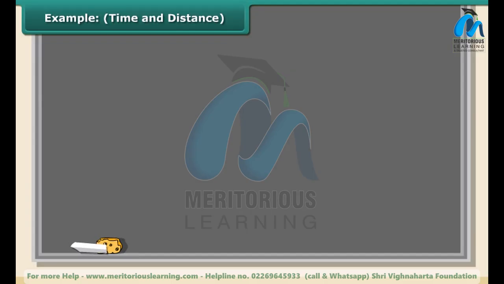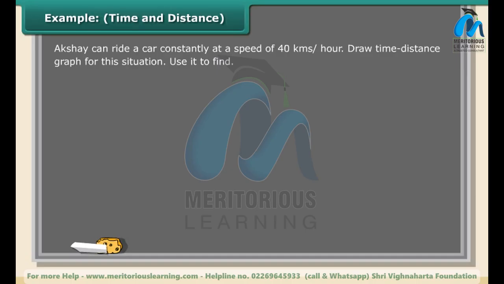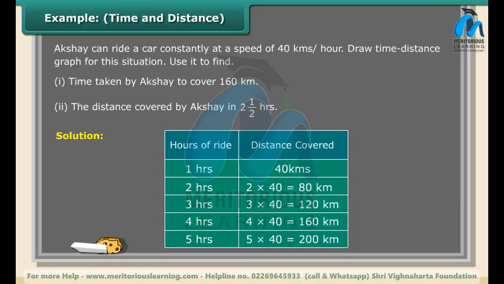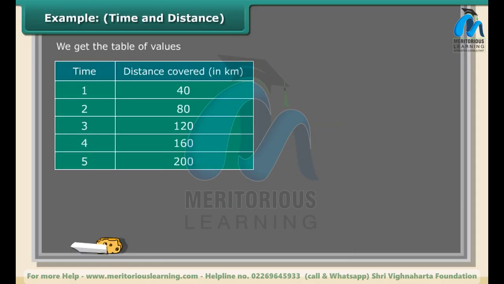Example: time and distance. Akshay rides a car constantly at a speed of 40 km per hour. Draw a time-distance graph for this situation. Use it to find: 1. The time taken by Akshay to cover 160 km. 2. The distance covered by Akshay in 2.5 hours. We get the table of values.